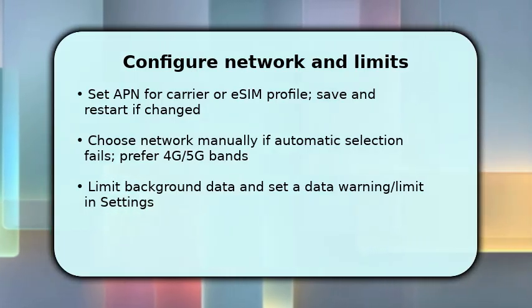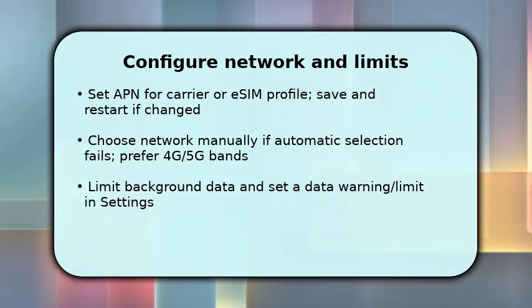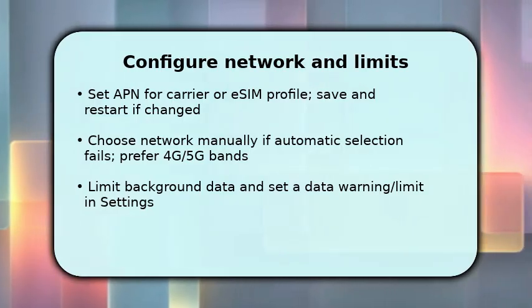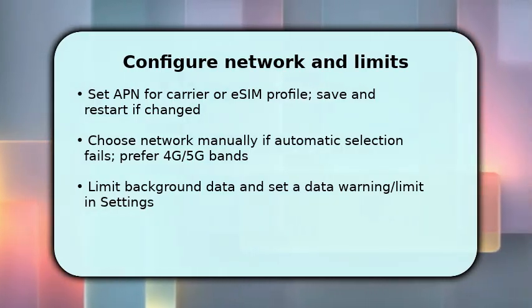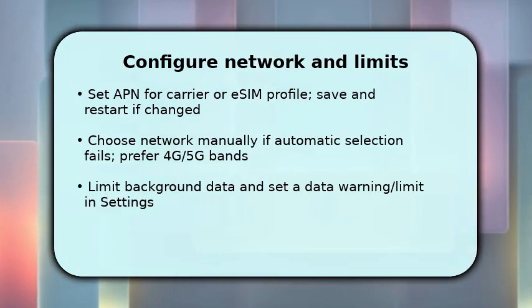Once connected, consider switching from automatic to manual network selection to pick the strongest partner. Prioritize 4G or 5G for speed. Also, restrict background app refresh and set a strict data warning or cap so you control.